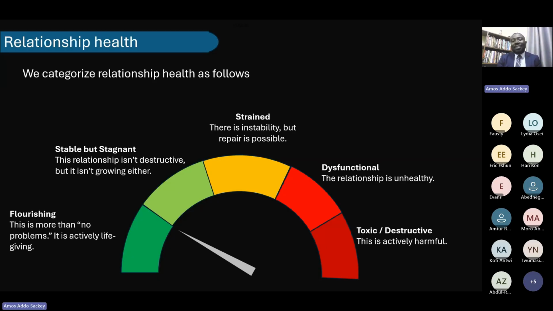The good thing is that whether the relationship is toxic or dysfunctional, it can become flourishing if the parties involved are willing to work on it. But the sad news is also that if the relationship is flourishing and we don't nurture it, it can deteriorate into something toxic. And that is why Dr. Lydia wants us to know this so that we can build very healthy, thriving relationships.